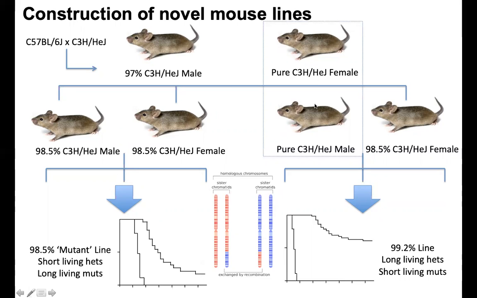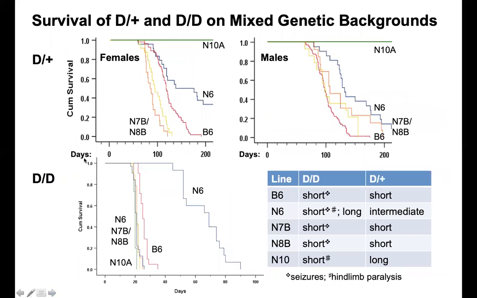Whereas as we continued crossing to C3H, we lost that phenotype, but we created a phenotype in which the heterozygotes didn't die and don't get seizures. So we created a whole different assortment of lines. Black 6 is shown here in red. These are females. And you can see our N6 with the intermediate survival of heterozygotes. The N10s survive perfectly without seizures. And the N7s and N8s die faster than even the Black 6. This is in the females.